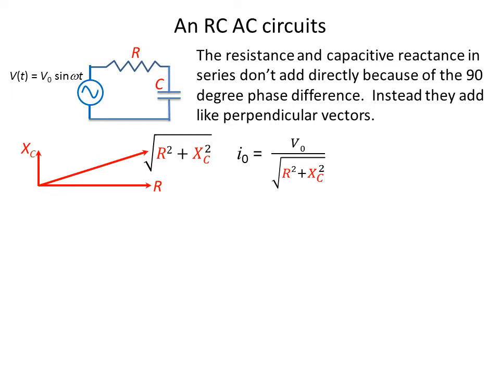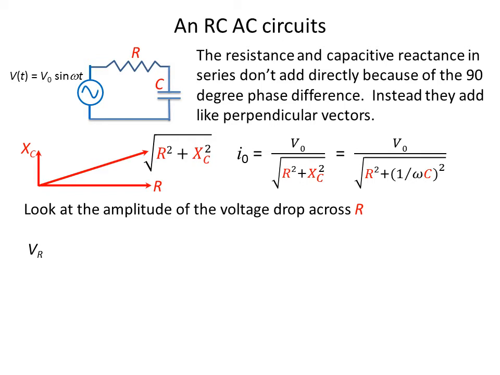So that I0, the current amplitude, is equal to V0 divided by the square root of R squared plus XC squared. Or if we put in the definition of XC, we have V0 divided by the square root of R squared plus 1 over omega C squared.